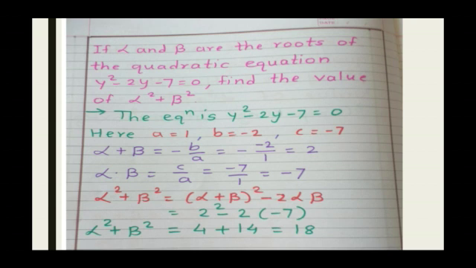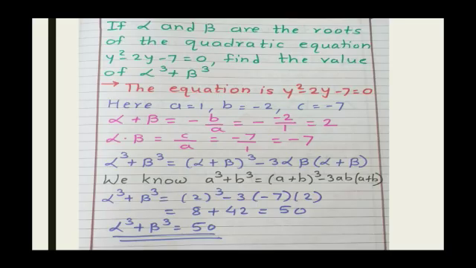Alpha plus beta, that is 2, its square, minus 2 into alpha beta value is minus 7. Therefore alpha square plus beta square is equal to 4 plus 14, that is equal to 18.